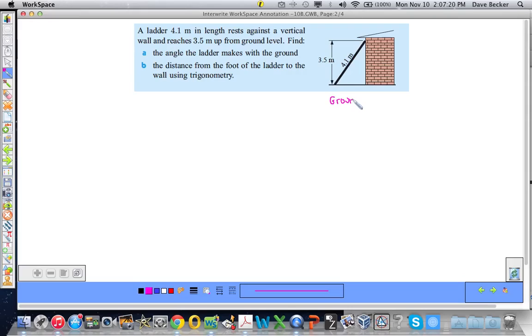And then right here, you can't see very well on that brick, I know is 3.5. And I know that because from here to here is 3.5, so it has to be the same height. Anytime they say a vertical wall, you can assume that it is a right angle. So part A says, find the angle the ladder makes with the ground. So that would be this angle right here, and I'm going to call it theta.